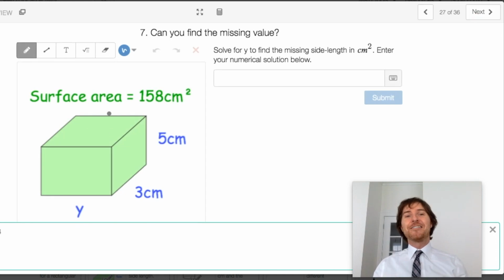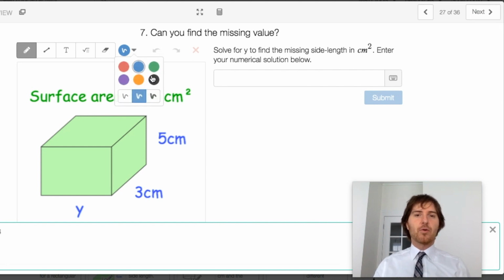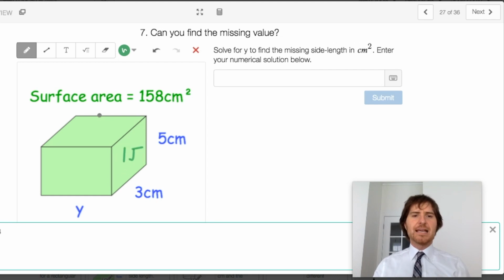All right, let's keep going. Surface area, 158 centimeters squared. Okay, so let's figure this one out. This one here, I've got the green, so I'll stick with green here. I think you'll be able to see it okay. Here's my 15. Okay, 5 times 3 is 15.